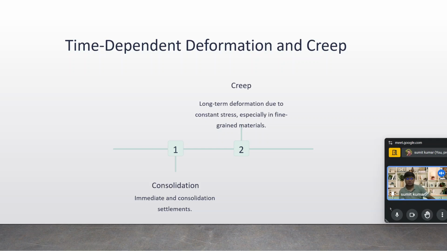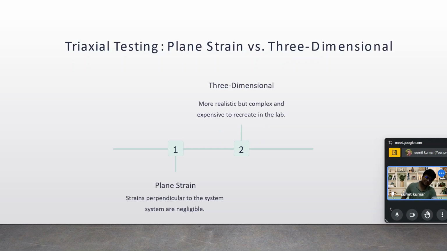That is also one of the most important aspects when we talk about long term deformation due to constant stress, especially in fine grained soil. In fine grained soil, when the load is applied and remains there for a large period of time, the stress increases and some deformation takes place. That is another type of time dependent deformation, which is said to be creep.